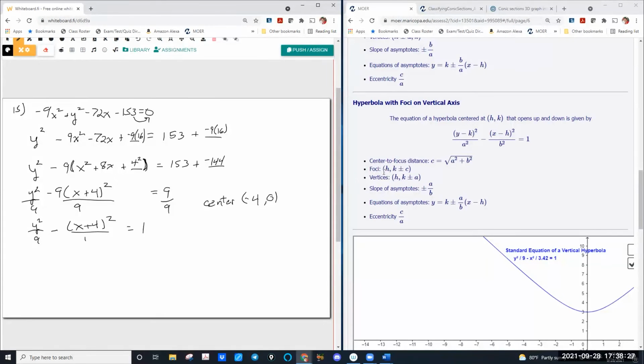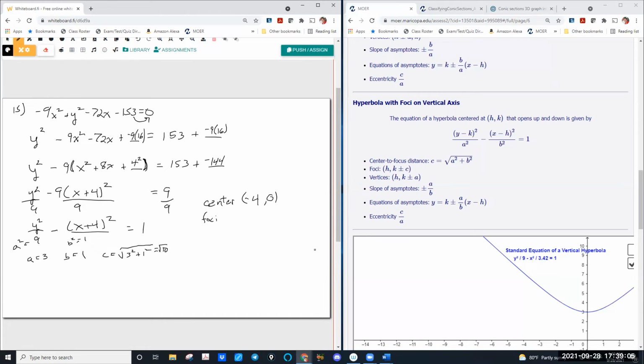Notice for the foci, we're going to be doing k plus c. Well, we need the c value. To get c, we need a and b. A squared is this guy here. The a squared is the 9. The b squared is the 1. So a equals 3, b equals 1. Therefore, c equals square root of a squared plus b squared, or square root of 10. So now I can find the foci.